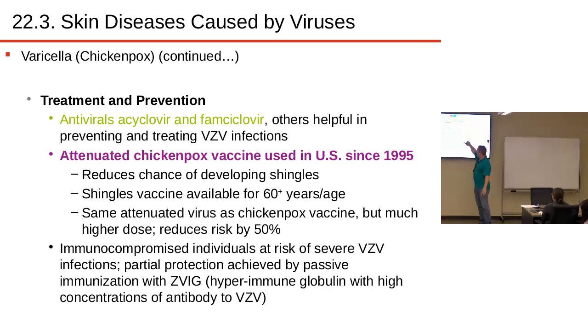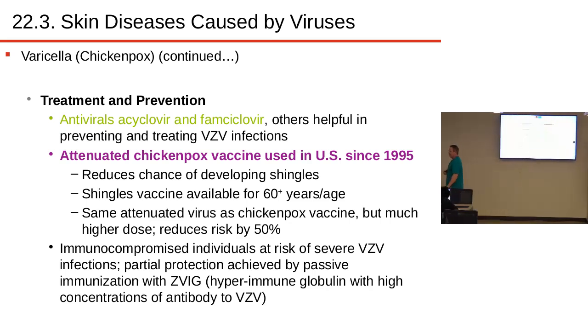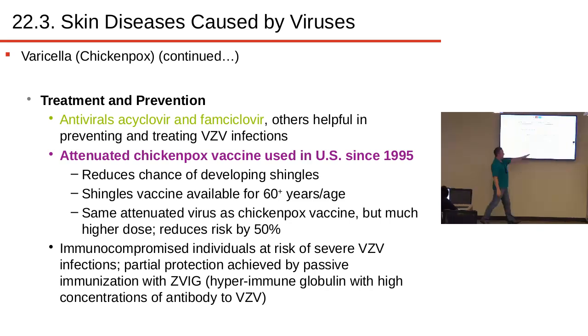It's a much higher dose that essentially reduces the risk by about 50% in adults that have already had chickenpox before. Immunocompromised individuals are going to get the severe form, which could end up being very similar to what the person in the story had. Partial protection, we can do passive immunization with basically antibodies in high concentrations against the virus.